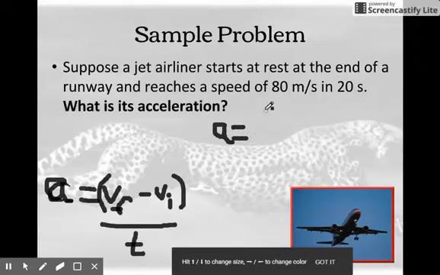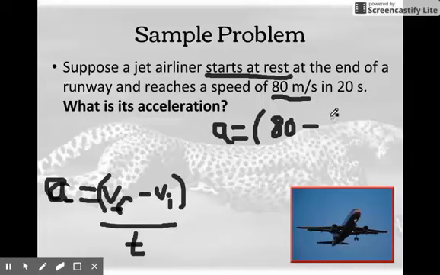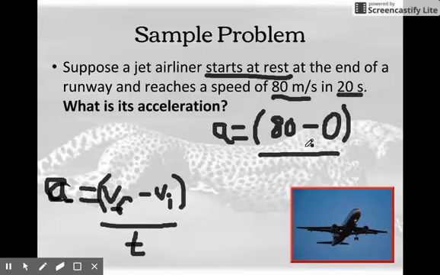So I'm going to take my final speed. So at the end of the runway, I'm moving 80 meters per second. At the beginning of the runway, it says I start from rest. So starting from rest means my initial speed is 0. So sometimes it won't be a number. Sometimes you got to look for those words like rest. And then we're going to divide it by the time, so it takes 20 seconds to do that.